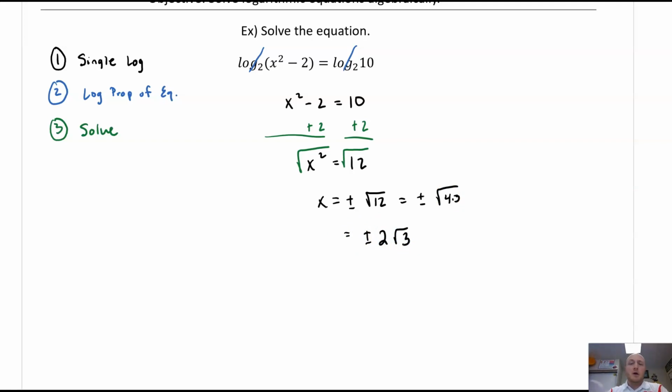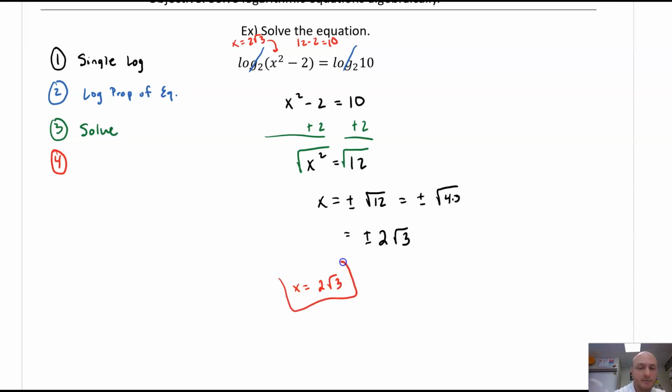Okay? All right, I got to check. Step 4, make sure you check. So if I plug in the positive 2 root 3 here, it gives me a 12. 12 minus 2. That's 10. Is that positive? Yes. So x equals 2 root 3.